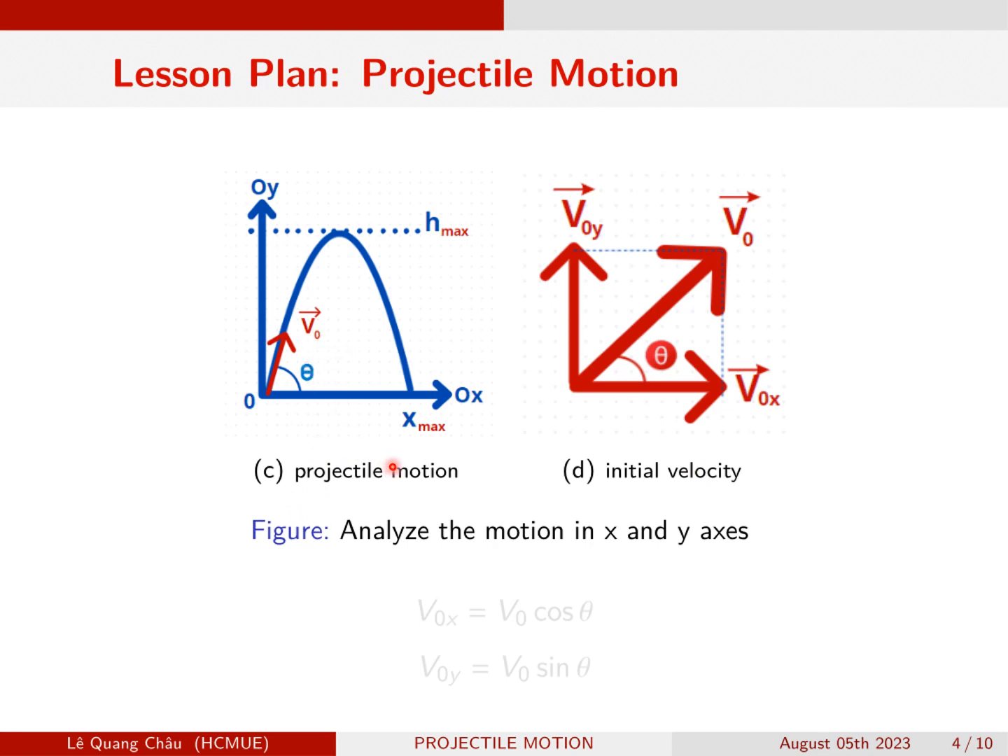First and foremost, we need to grasp an essential principle: any motion in two dimensions can be considered as a combination of two independent one-dimensional motions in two perpendicular directions with equal time intervals. In the case of projectile motion, we can analyze the motion of the object as motion in the horizontal axis, x-axis, and motion in the vertical axis, y-axis. The initial velocity of the projectile in the x and y axes is v naught x equals v naught cosine theta and v naught y equals v naught sine theta, respectively.